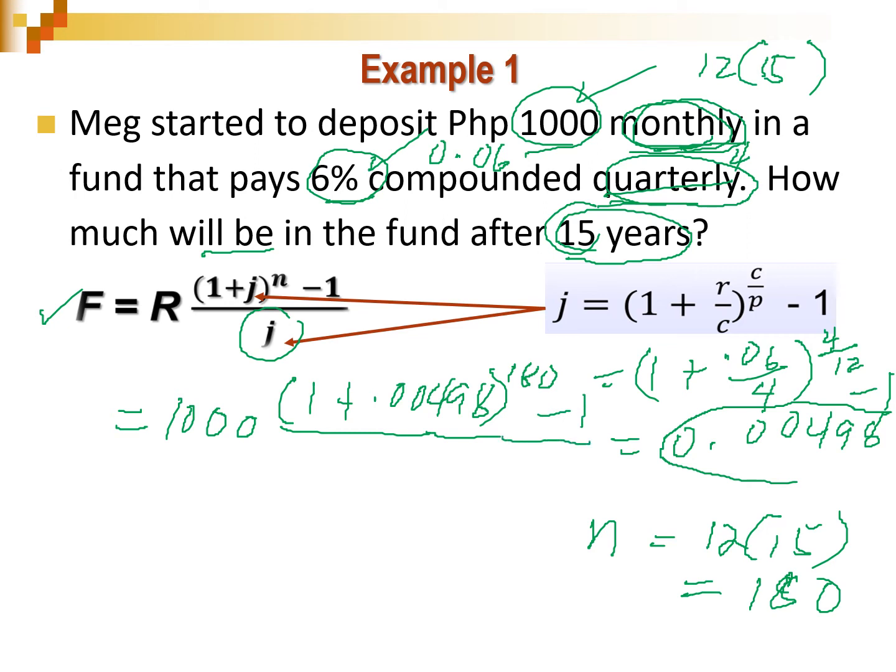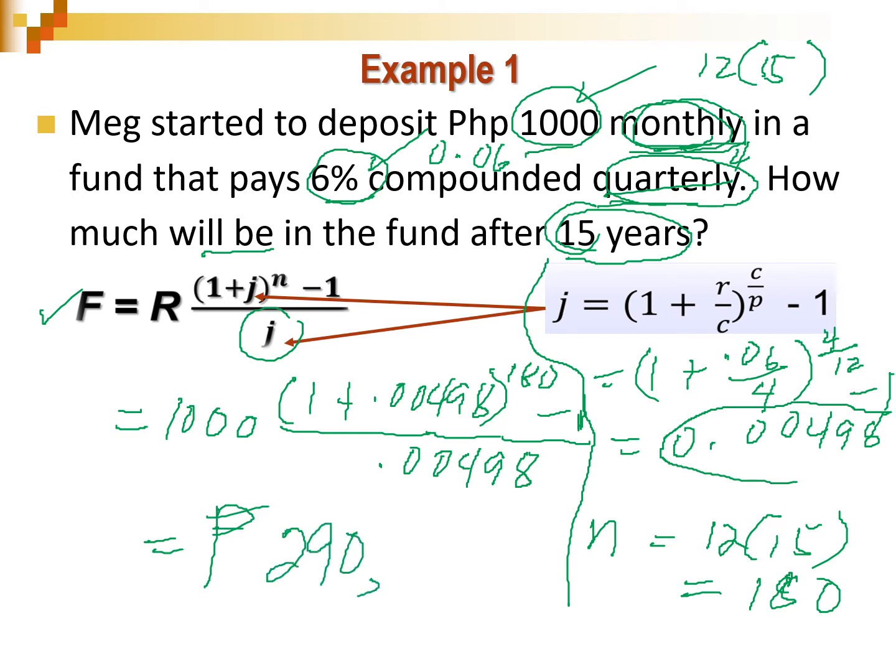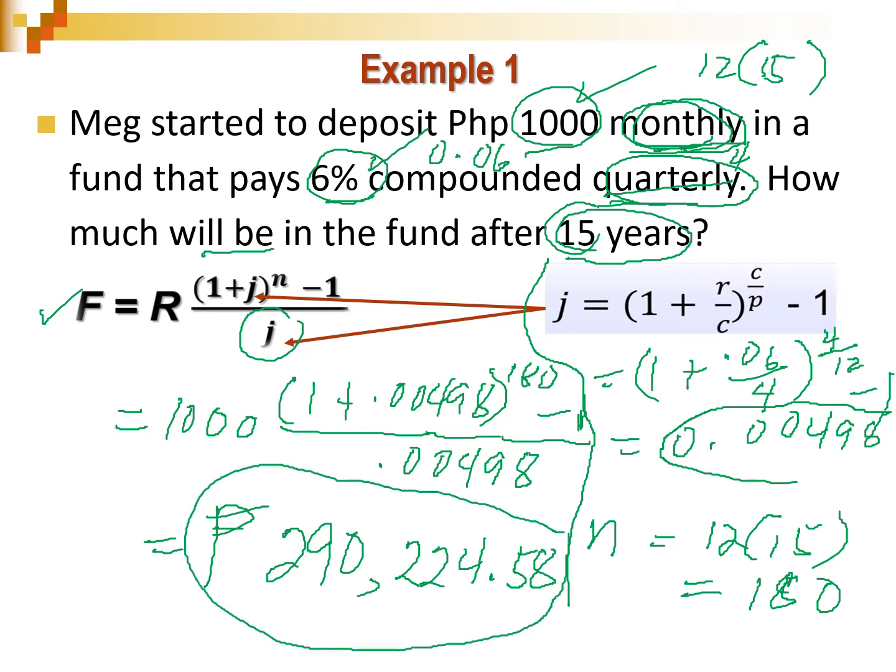All over J, which again is 0.00498. So using calculator, let's solve this. The final answer is 290,224.58. This is already rounded off up to 2 decimal places. This is the amount or the future value that Meg will get after 15 years.